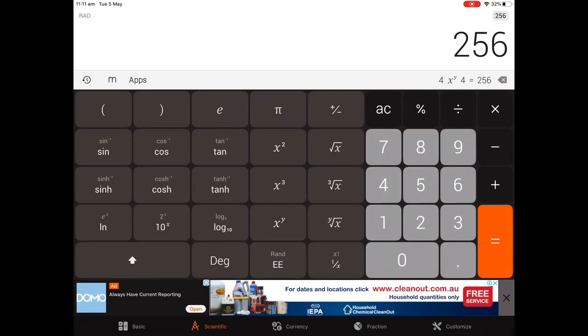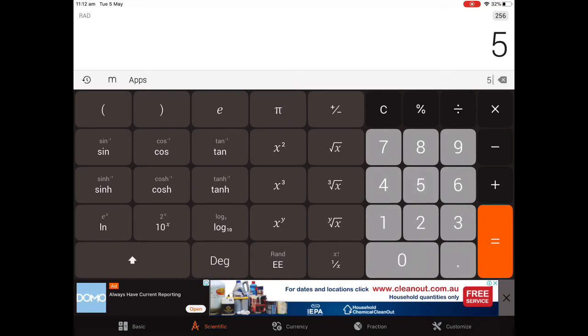That is crazy. How can I check this? So my answer is 256. Let's check it. 4 times 4 times 4 times 4 equals, oh, nope, I've made a mistake. So sorry. 4 times 4 times 4 times, accidentally put 44 at the end. 256. All right, so the next one is 5 to the power of 3.